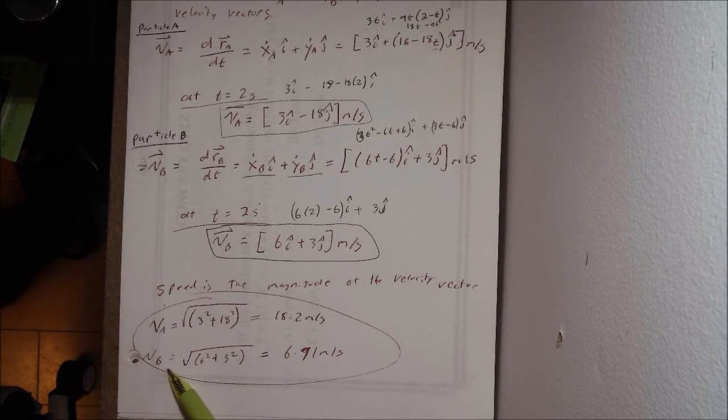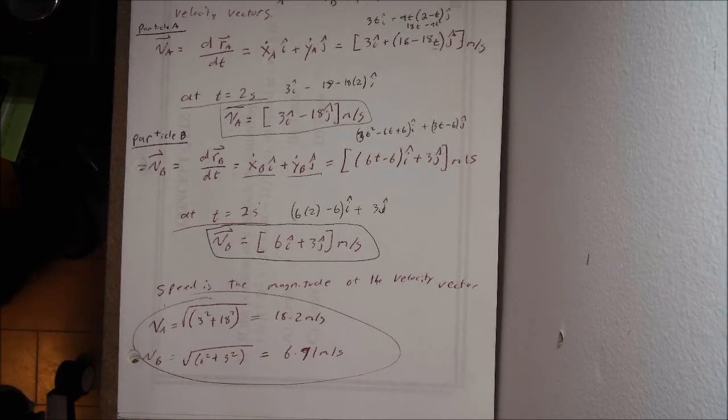We do the same thing for our velocity vector B. We take the square root of the sum of the squares of the individual components. The square root of 6 squared plus 3 squared is equal to 6.71 meters per second. So that is our speed for particle B. We have our speed for particle A and our speed for particle B, and that's the last thing they asked us to solve for in this problem.